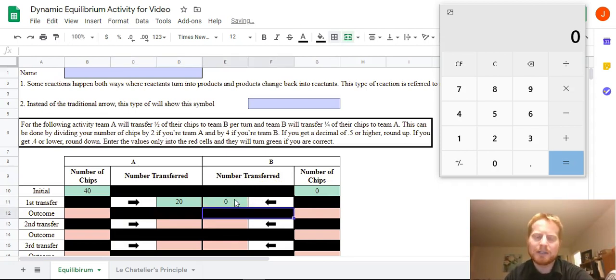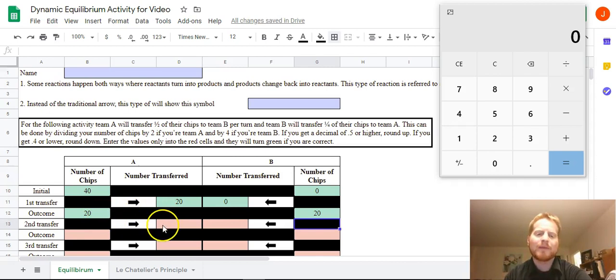Okay, here's where it gets a little bit more complicated. At this point, A has transferred 20, and B has transferred none. So you have to think to yourself, A was at 40, it lost 20, and picked up none. So now A should be at 20. B was at 0. It lost 0, but picked up 20. So now B should be at 20. Okay, so let's continue on then.